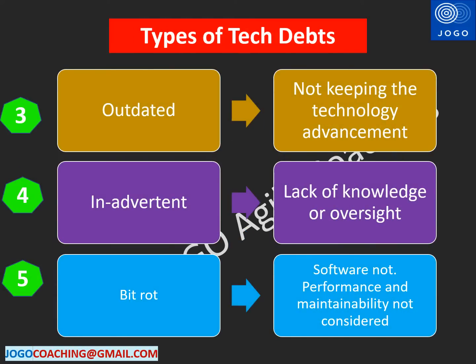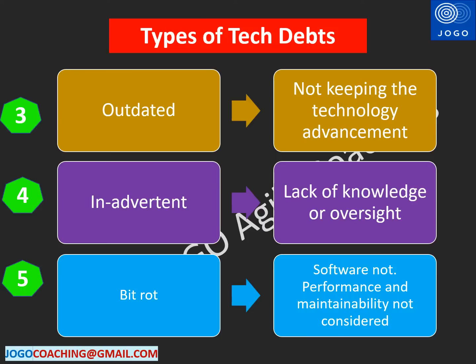The third type of technical debt is outdated technical debt. This technical debt arises from not keeping up with technology advancements or due to old code, frameworks, or libraries that are not updated in the product. For example, a mobile app continues to use an older version of the Android or iOS SDKs, which limits its functionality and performance. So this is related to outdated library code or technology. Based on that, we may need to spend more time in future to address this debt. So this is the outdated technical debt.